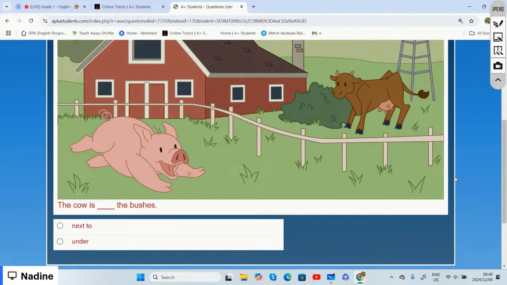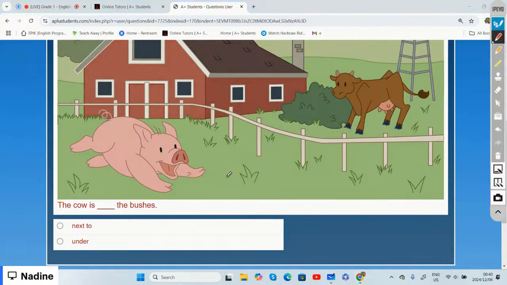All right. And if we were to look at that, if that is our cow over there. So now we need to once again say the cow is. Do we say the cow is next to the bushes? Or do we say the cow is under the bushes? Which one is correct?